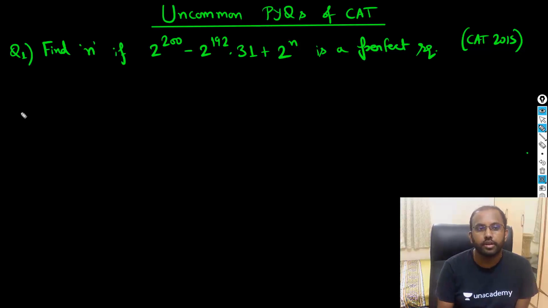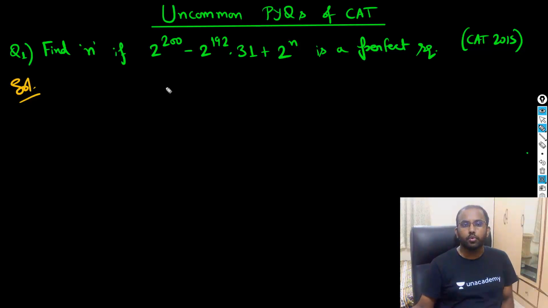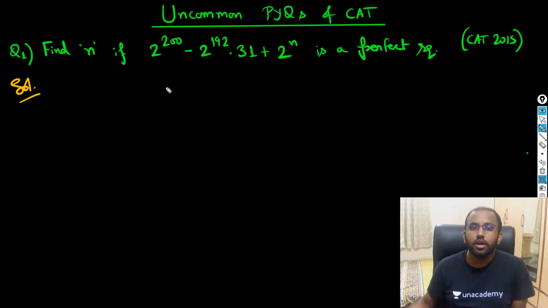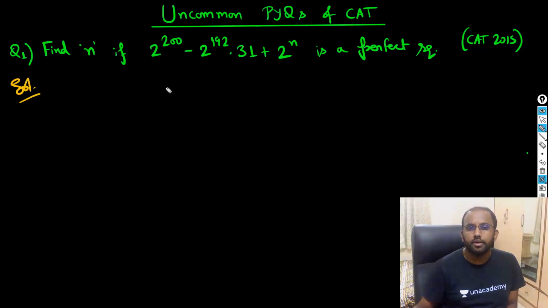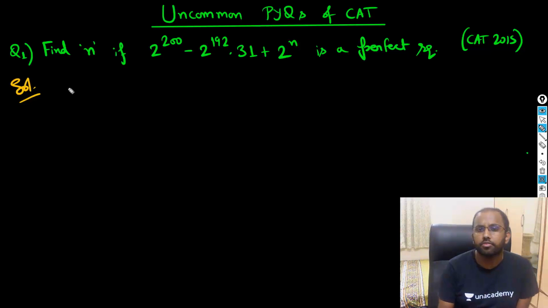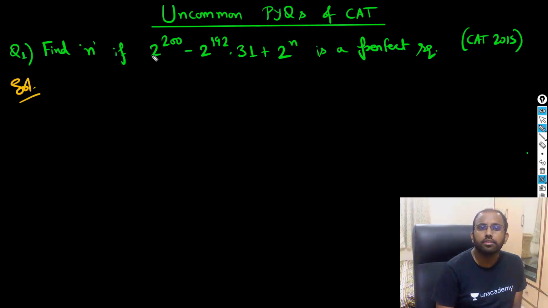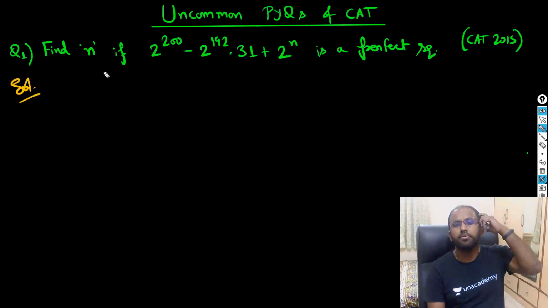If you look at this question, guys, I need to find the value of n for which 2 raised to 200 minus this is a perfect square. Basically what I'll try to do here is take this common. It's more of a logical question, guys. Seeing this question, somebody in the first instance can say, how to solve such a kind of question? But it's quite a logical question.